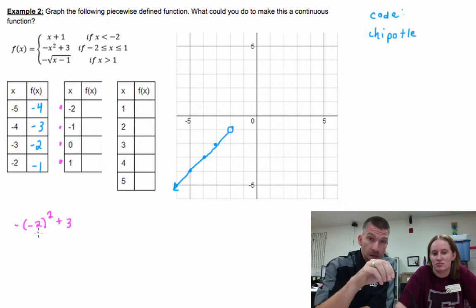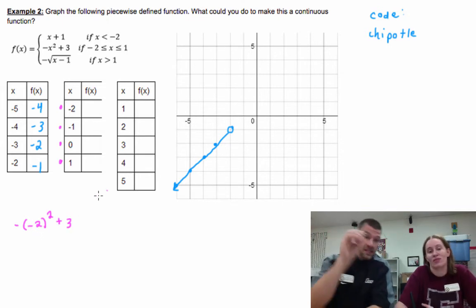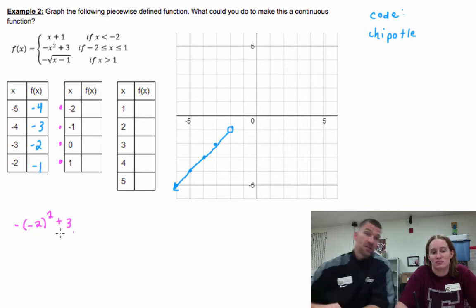It is negative parentheses -2 squared. Exactly. You type it in exactly how Mrs. Stevenson wrote it, or it'll tell you the wrong answer.